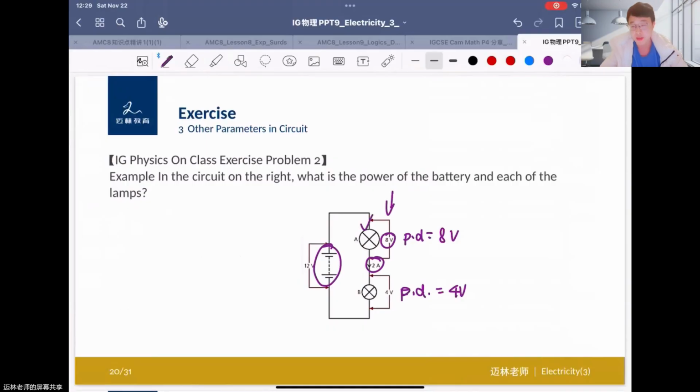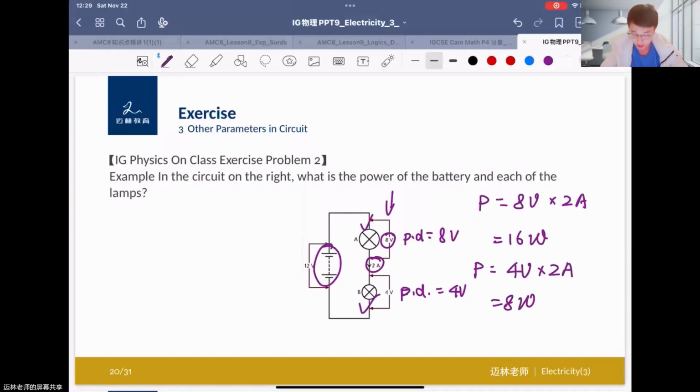So for the first lamp above, we can say the power equals 8 voltage times the current of 2 ampere, equals 16 watt. Okay, this is the power. And for the other lamp, the power equals voltage times current, 4 voltage times 2 ampere, equals 8 watt. Okay, this is for the second lamp. So the first lamp is 16 watt, the second lamp is 8 watt. For the total power, 16 watt plus 8 watt is 24 watt, right? So this is the total power of the lamps. This is the first example to let you understand how to use the formula P equals U times I. Not very difficult, right?